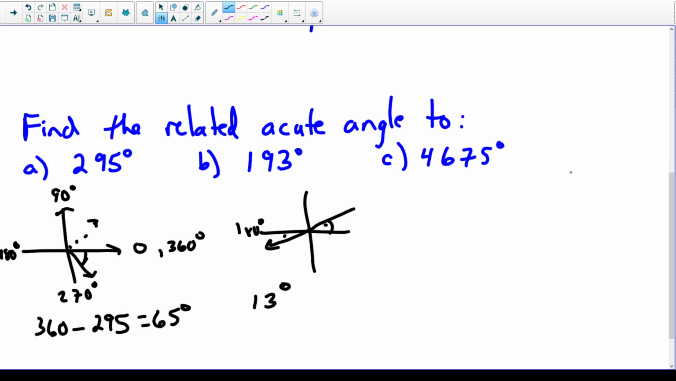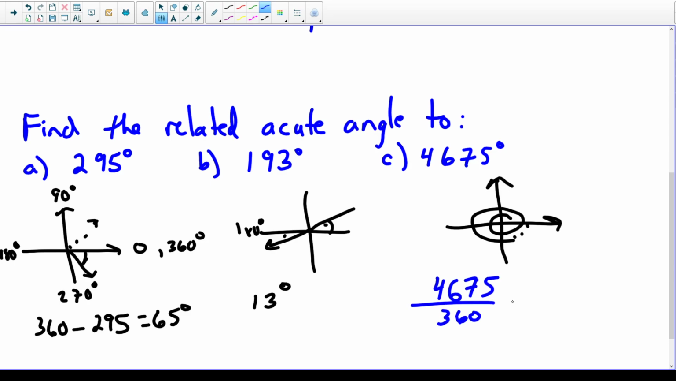Now for C, the problem with C is, how do you figure out what quadrant you're in? Because 4,675 just means we've gone around and around and around. How many times did we go around to get to that angle? Well, how would we figure that out? Right. So chat's suggesting, let's divide by 360. Okay? Now you could keep subtracting, but it's much, much faster to divide by 360. So if you divide by 360, I actually have this calculation done from the previous lesson. You get 12.98 as your answer.